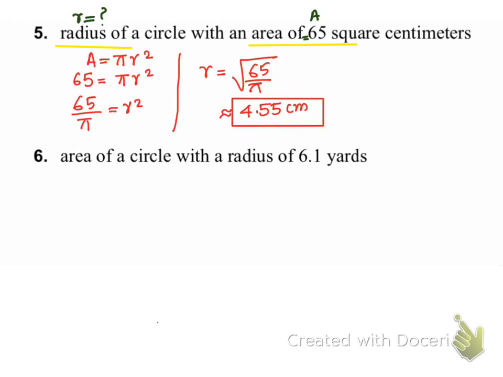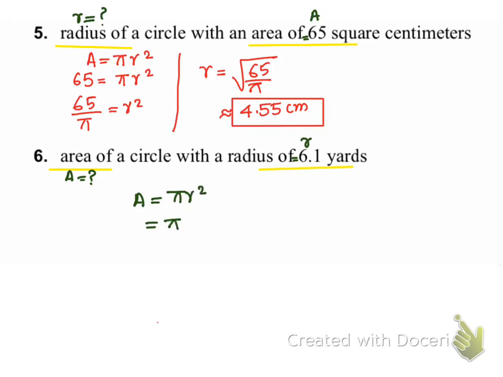Now we're moving to question number 6. We have to find the area of a circle, and they gave us the radius. And that's pretty simple. This is one of the easiest questions till now. So we have to find area and radius. This is your r. R is given. So let's plug it in. A equal to pi r square.